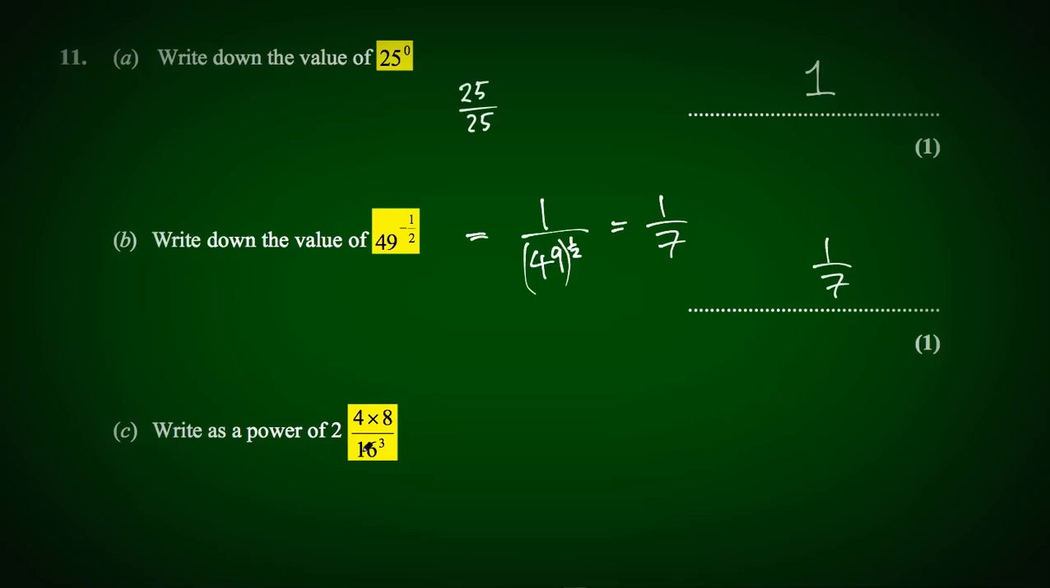Write as a power of 2: 4 times 8 over 16 cubed. So first of all, I can write these as powers of 16. Might be the easiest way to get rid of some of the powers here. So 4 times 8 is 32 over 16 cubed. That is the same as... I could potentially, in fact, what I'm going to do here is turn everything into powers of 2 using indices.